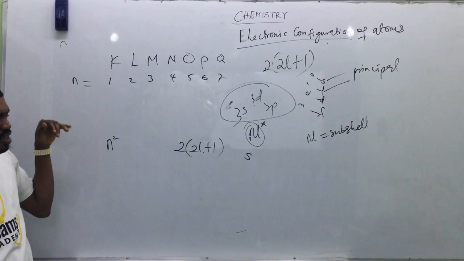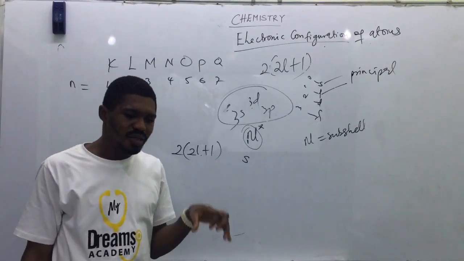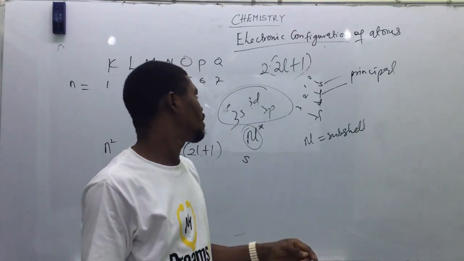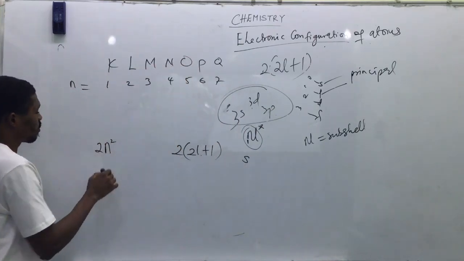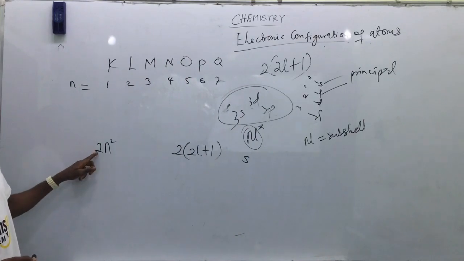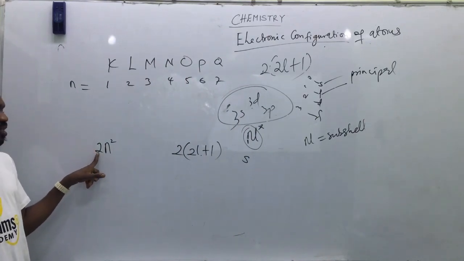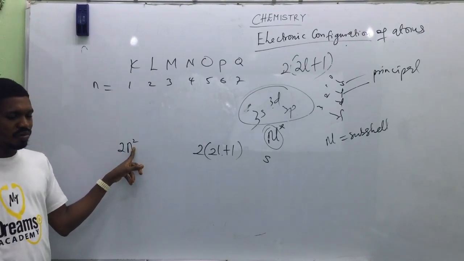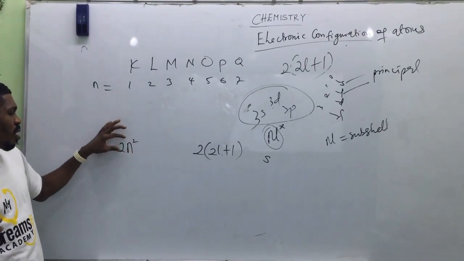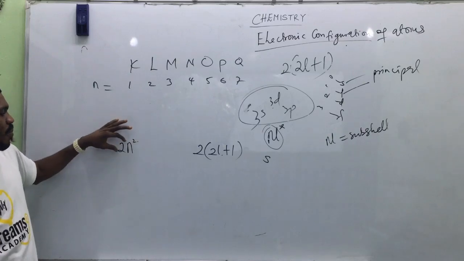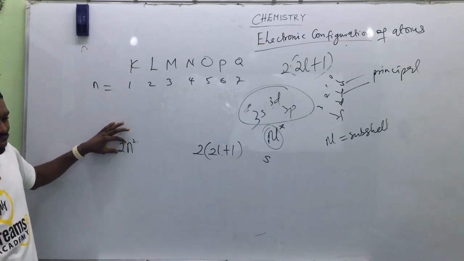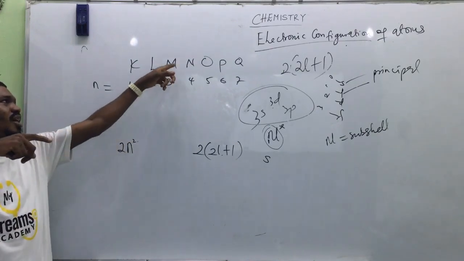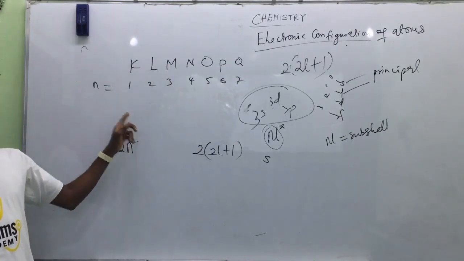So now, the maximum number of electrons a shell can accommodate, class, will be given by this formula. The reason is that every orbital accommodates a maximum of 2 electrons, and there are n squared orbitals. So the number of orbitals multiplied by the number of electrons an orbital can accommodate will give you the total number of electrons a shell can accommodate, which is 2n squared.